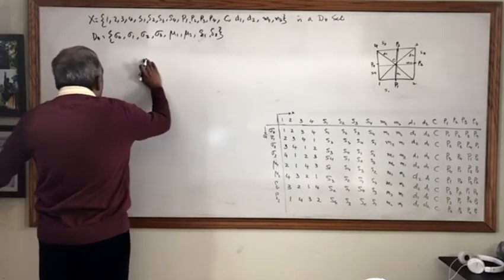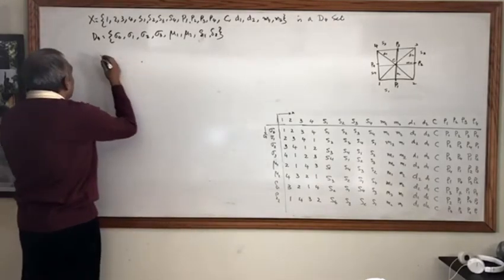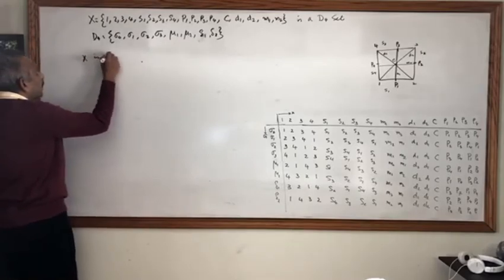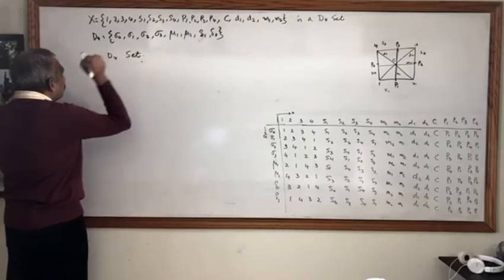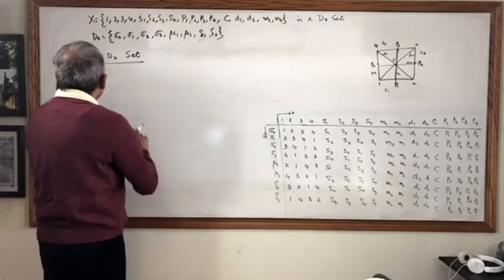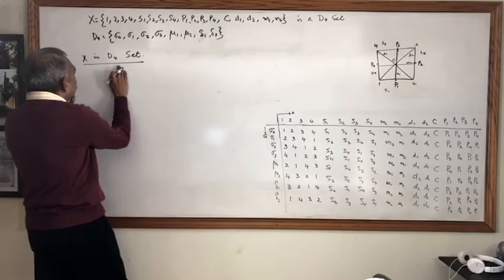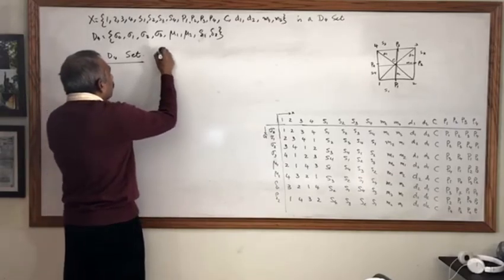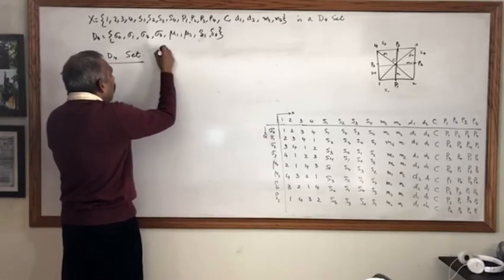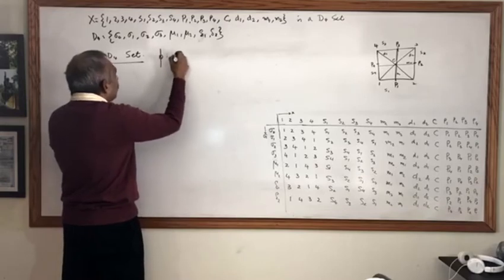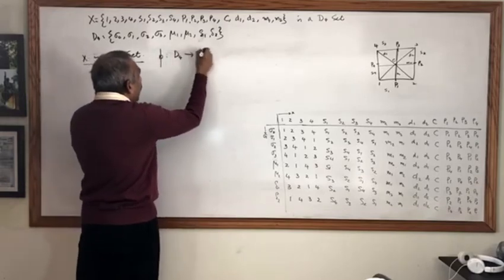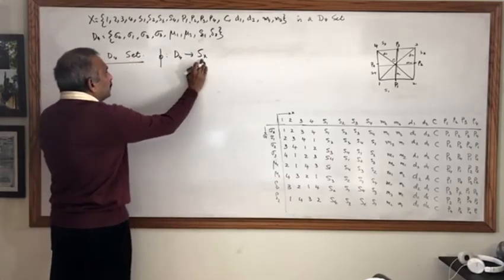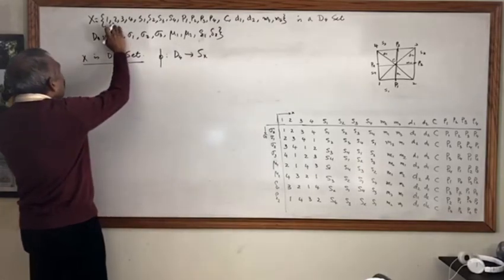Now let us start. So X is a D4 set. Let us see whether this action is faithful. For that, the homomorphism phi from D4 to Sx. Sx means the permutations on here.